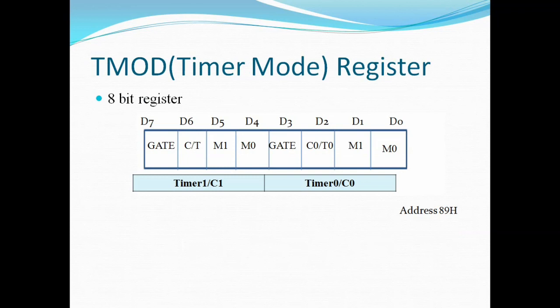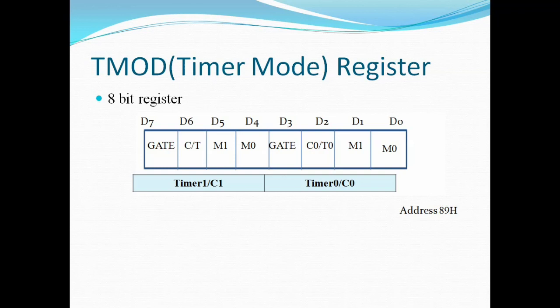Now, I have just told you that for activating and configuring the timers you need some special function registers, and the first register is TMOD, or timer mode register. The details about this register I am going to explain in my next video. Here I am just going to give you an introduction of the bits present in this 8-bit register. If we start from D7, the first bit is the gate bit. Second is C/T, which means counter or timer, so it is for selecting either counter mode or timer mode.